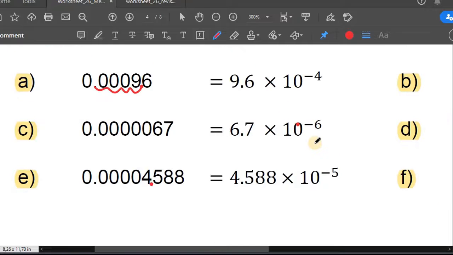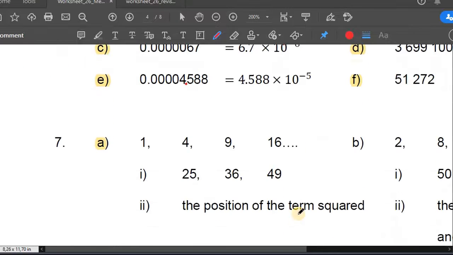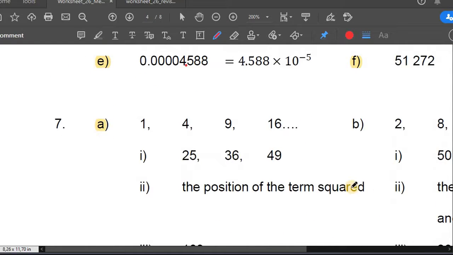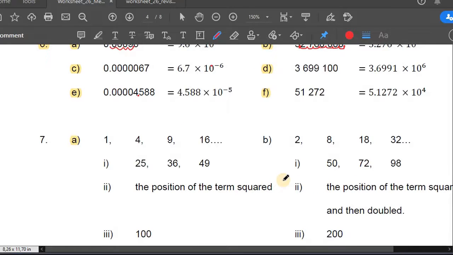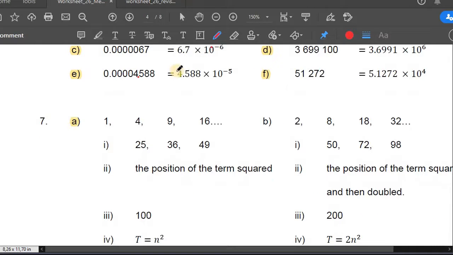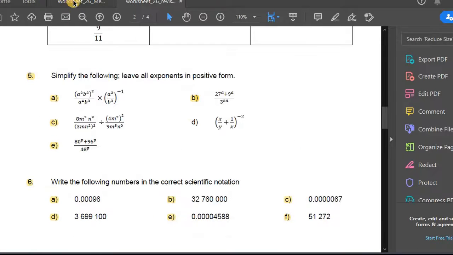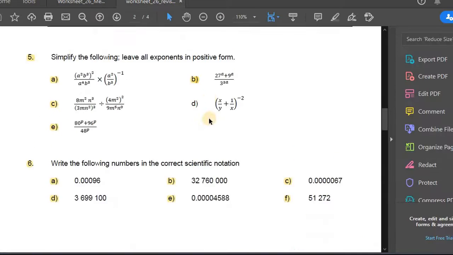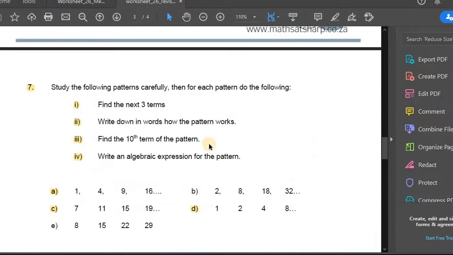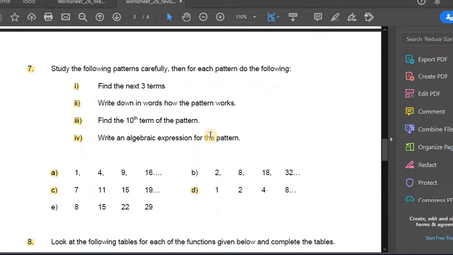Right, let's get back. I think I need a question for this. Let's get here. Looking at number 7. And these are definitely number patterns. Okay, study the following patterns carefully. Then for each pattern, do the following. Find the next 3 terms. Write down in words how the pattern works.